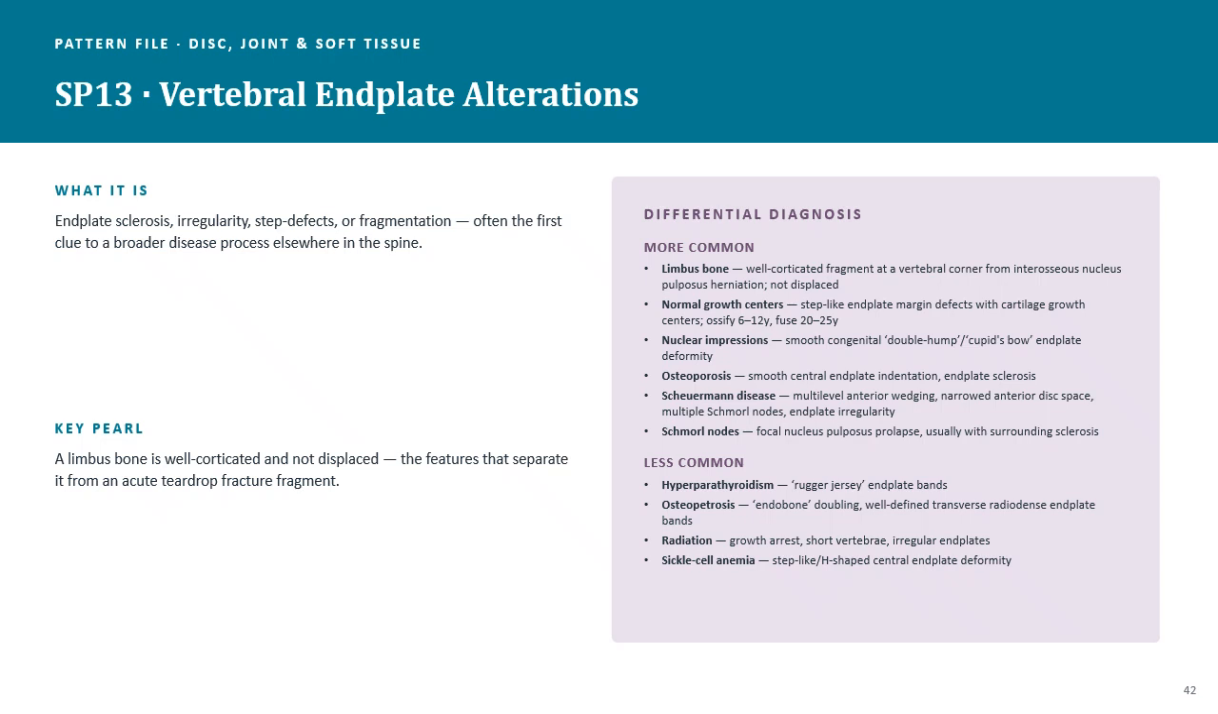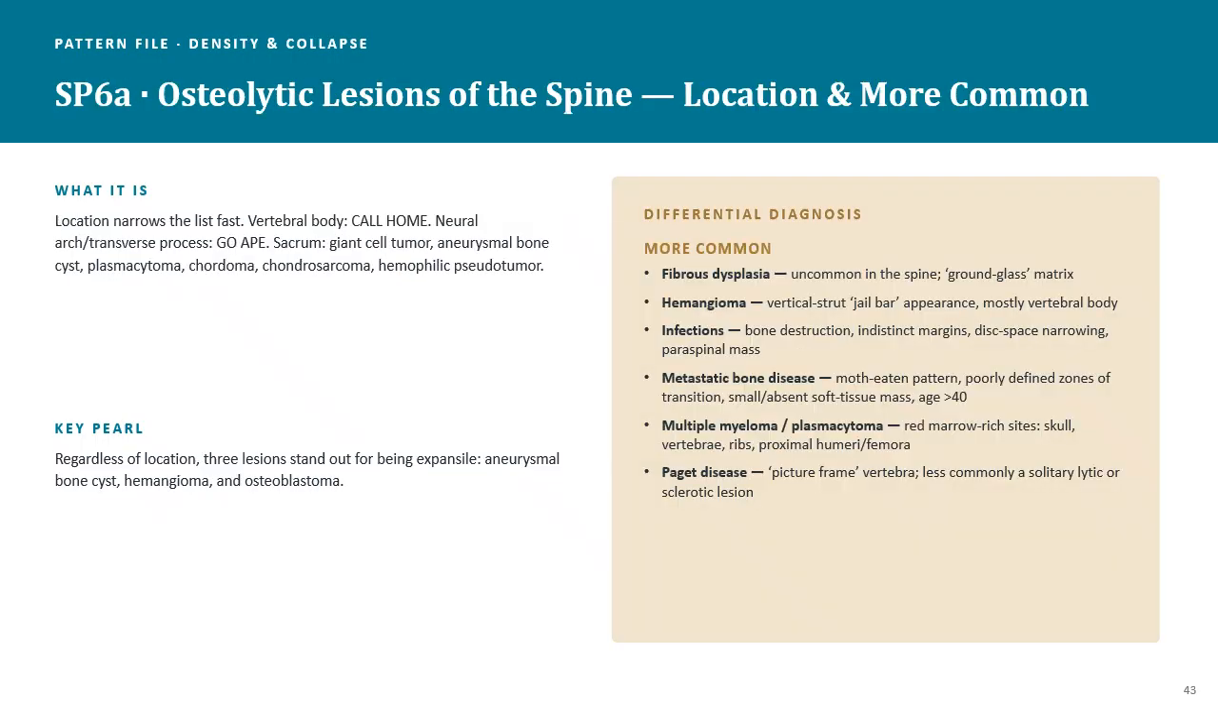So again, limbus vertebrae, we have a little piece of bone actually separated away. And with the Schmorl's node, we see that the disc is pushing into the bone. Next two slides, we're going to be covering osteolytic lesions of the spine.